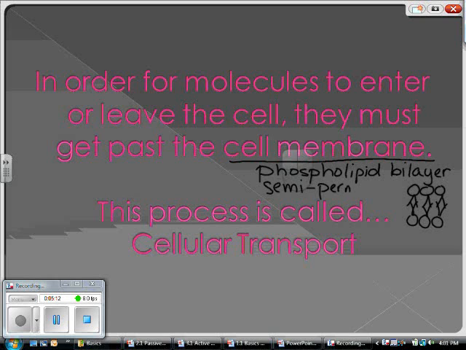We also said that the cell membrane was semi-permeable. What does that mean? Semi. Sort of, kind of. Permeable. To permeate, to pass through. So, semi-permeable, it's sort of able to be passed through. The cell membrane, some things are allowed to get in, some things are not, right? It has selectivity. It's selective about what goes in, what goes out.